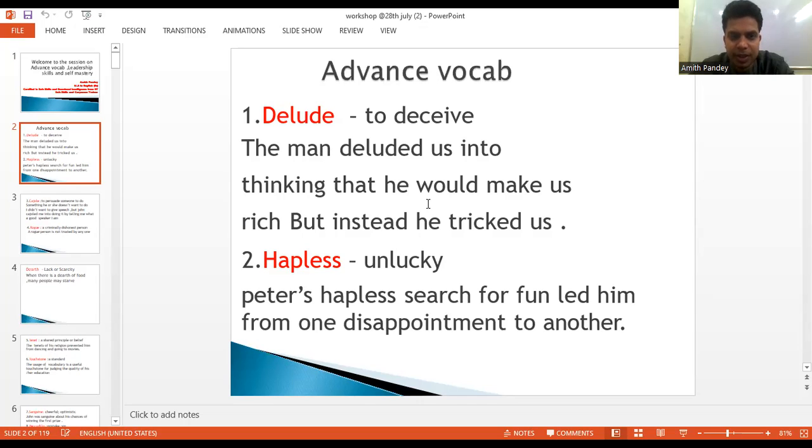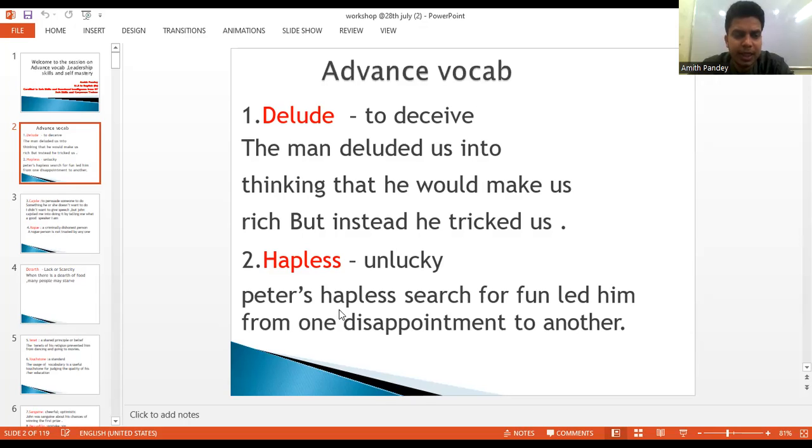In the same way, we have the next word, hapless, which means unlucky. So instead of saying unlucky, you can even say he is a hapless person. As you can see in the sentence, Peter's hapless search for fun led him from one disappointment to another. He kept on searching for happiness, but instead of getting happiness, he just got disappointment.